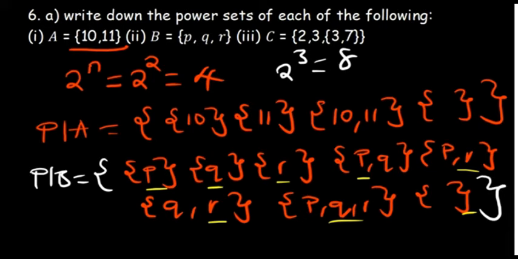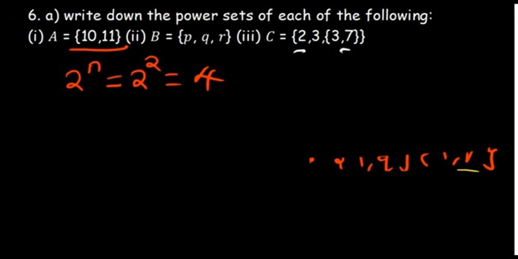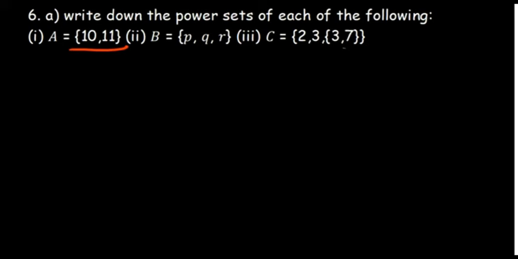So feel free to pause the video and try out the third one. For the third one, how many members are there? We have 2, 3, and {3, 7}. Since 3 and 7 are in brackets, we'll consider them to be a single member. So we have 3 members there. So the number of subsets that we expect should just be 8.